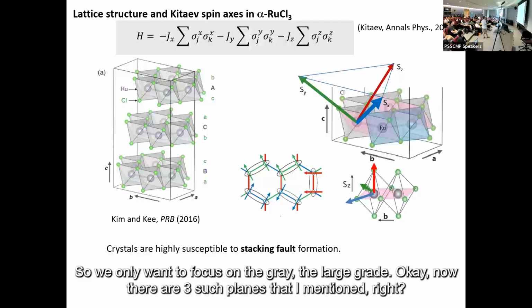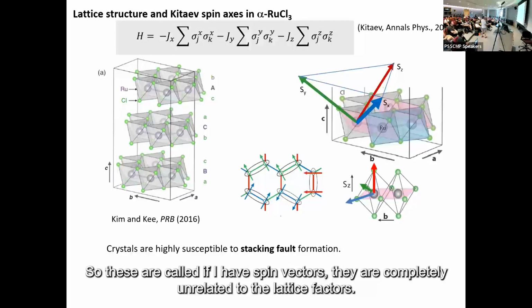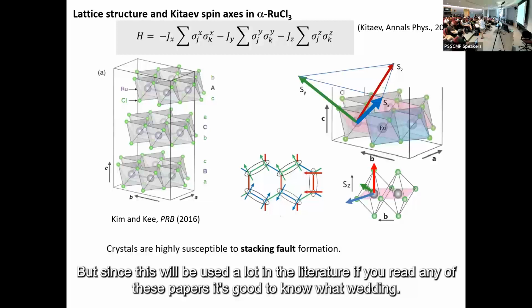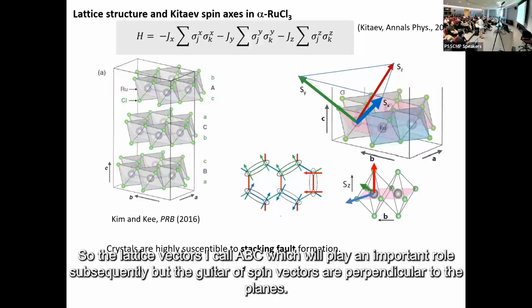Okay, now there are 3 such planes that I mentioned, right? So remember I showed this figure. The plane including the 2 ruthenium atoms is now drawn horizontal. And I purposely colored it pink to associate it with the perpendicular Kitaev vector. So these are called the Kitaev spin vectors. They are completely unrelated to the lattice vectors. But since this will be used a lot in the literature, if you read any of these papers, it's good to know what they refer to. So the lattice vectors I call A, B, C, which will play an important role subsequently.